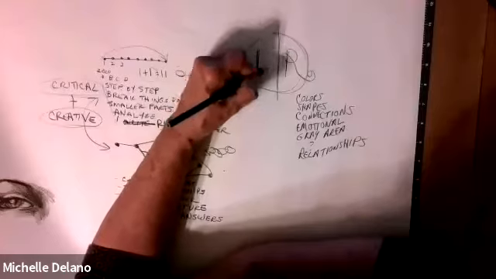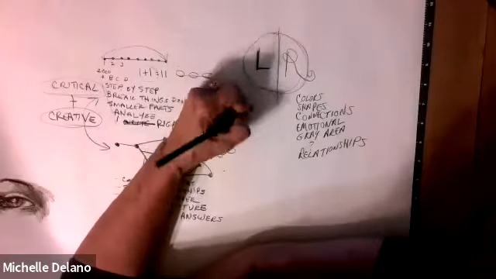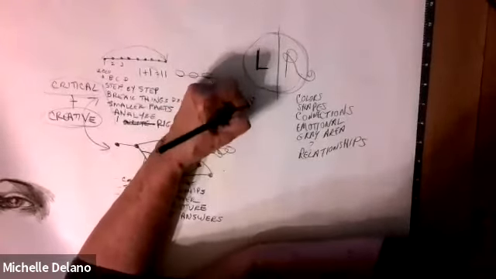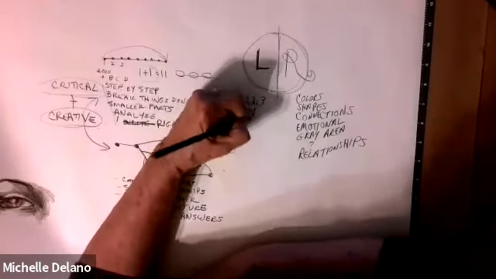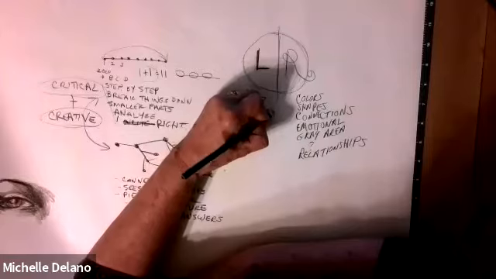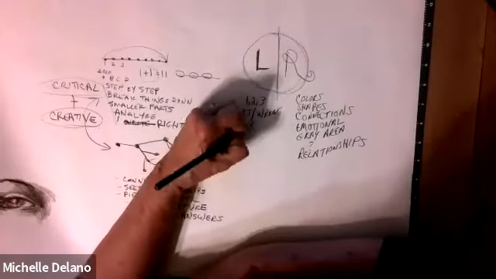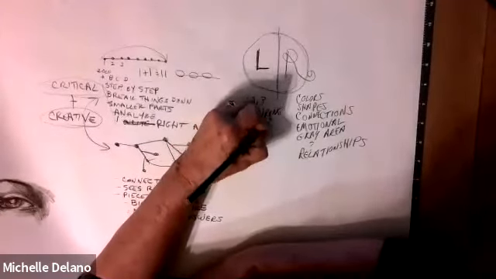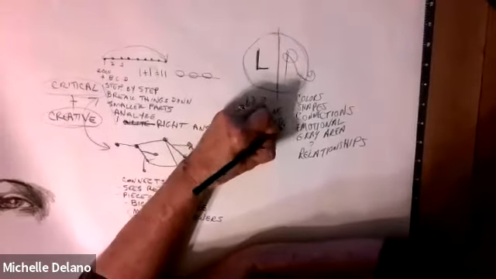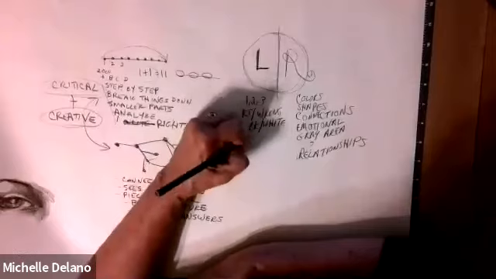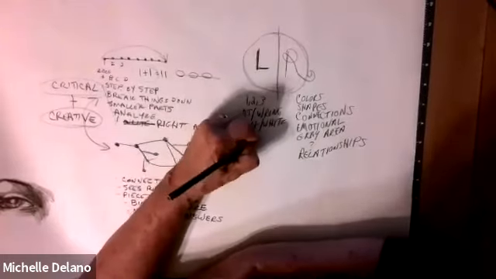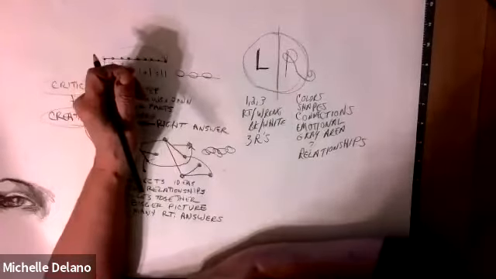Now, on this side of the brain, it tends to be more 1, 2, 3, right, wrong, black, white. Instead of colors, shapes, and emotions, it tends to be your 3 R's, your reading, writing, and arithmetic. I think you get the idea.